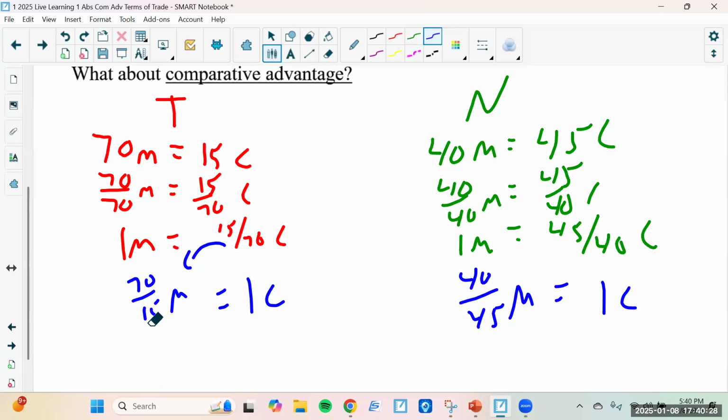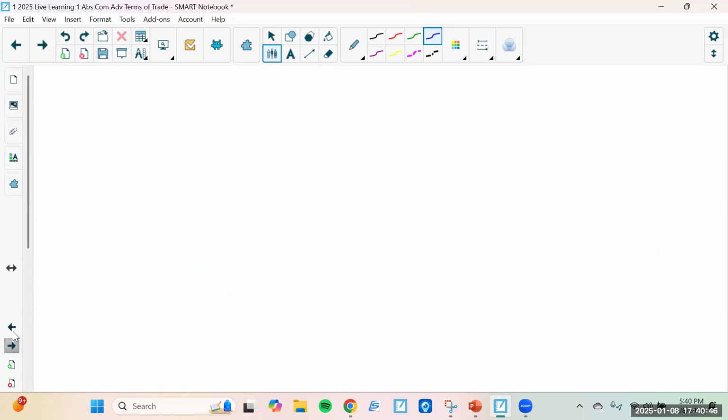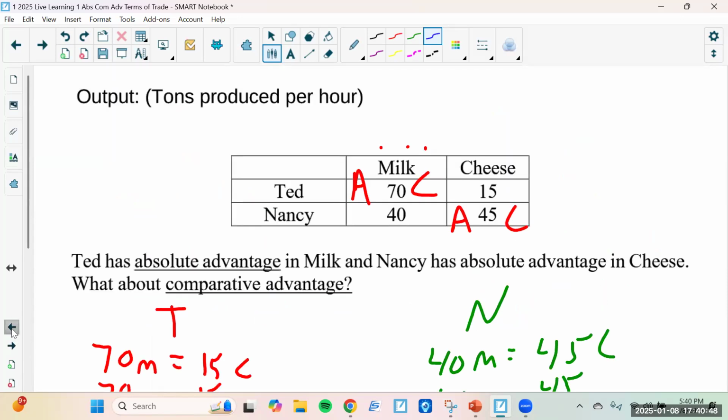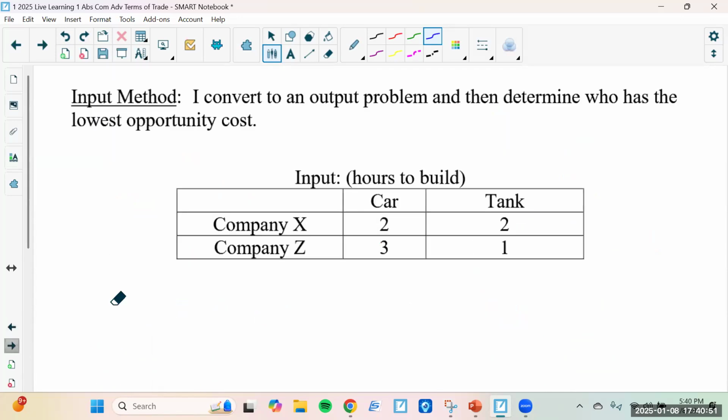If this was a free response question and you didn't reduce it, they would not take points off. You just get full credit, even though you didn't reduce it. If it was a multiple choice question, the answer choices, of course, would have been reduced. Just so you know that, but use a calculator on the test and reduce it, just to be safe. Okay, so that is comparative advantage for an output problem.